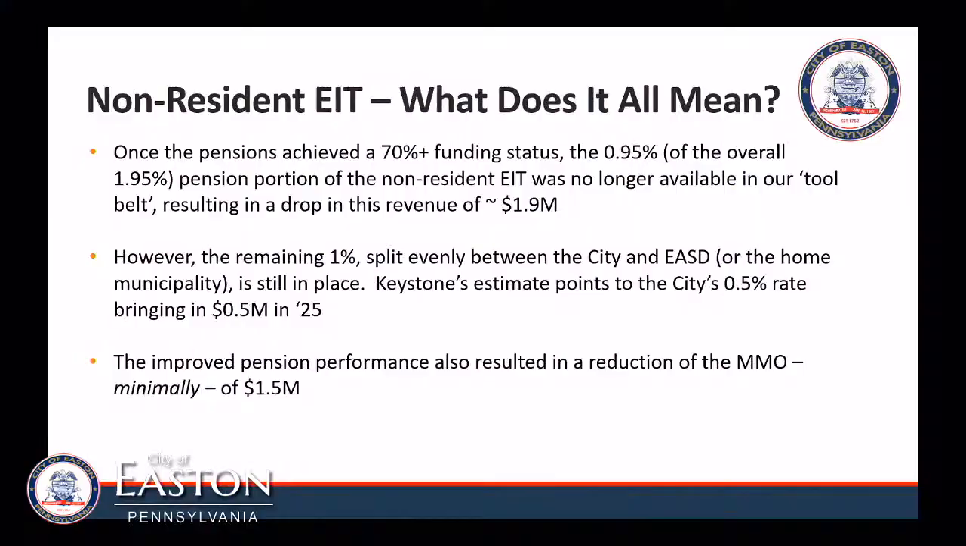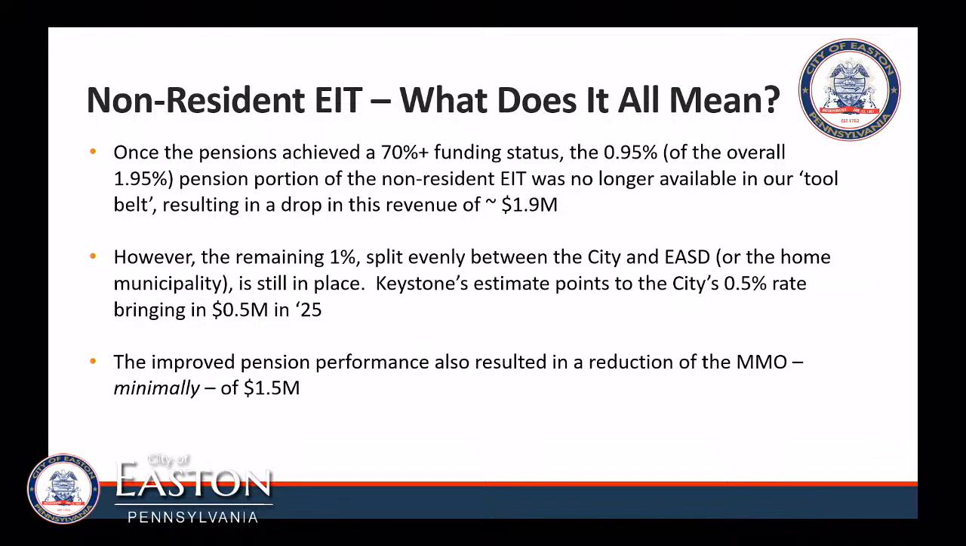Okay, and then going back to Councilman Pinnabone's question, the EIT tax is at 1.95%. Because of the funding level hitting 70, the 0.95 goes away. So we now have the 1%. The 1% is typically split between the school district and the municipality. So Easton gets 0.5%, and the school district gets 0.5%.